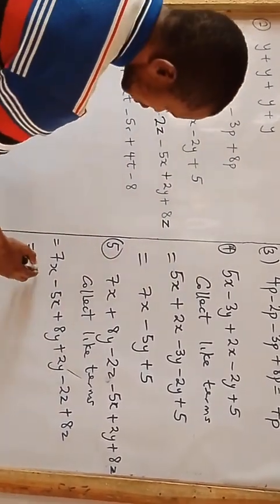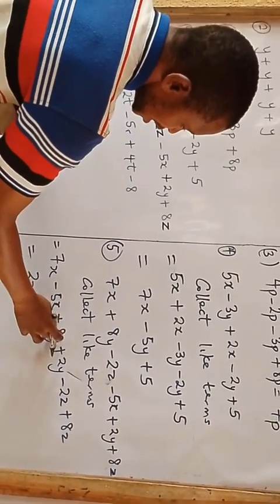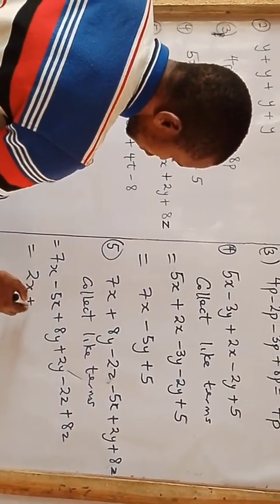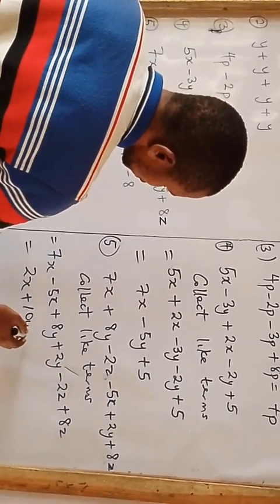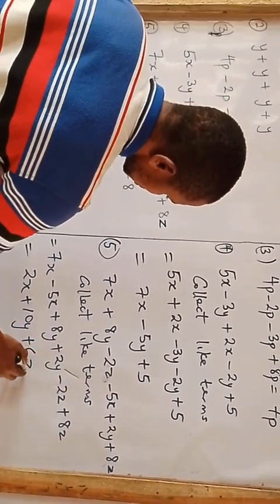7x minus 5x will give us 2x. 8y plus 2y will give us 10y. Then minus 2z plus 8z will give us plus 6z.